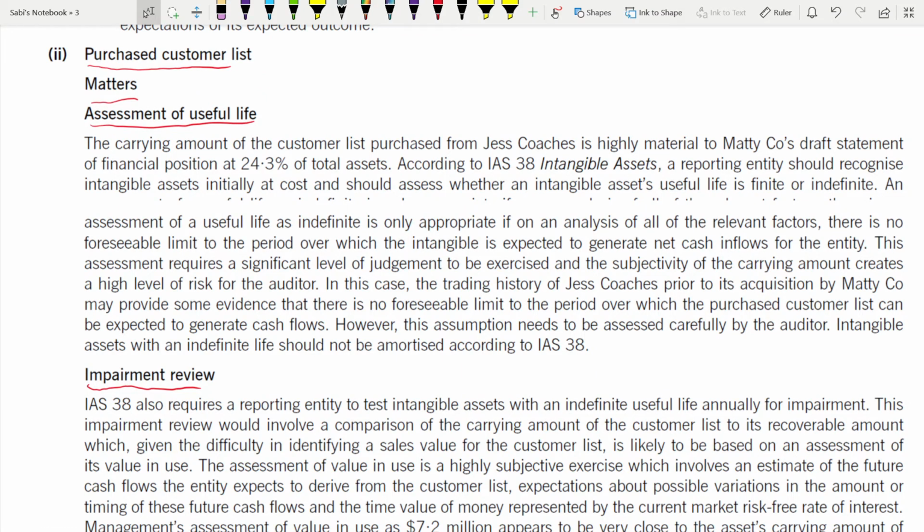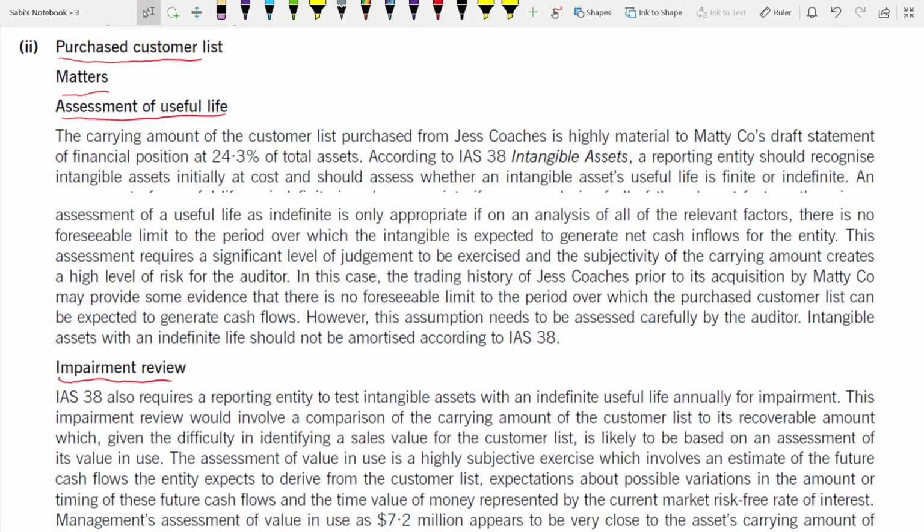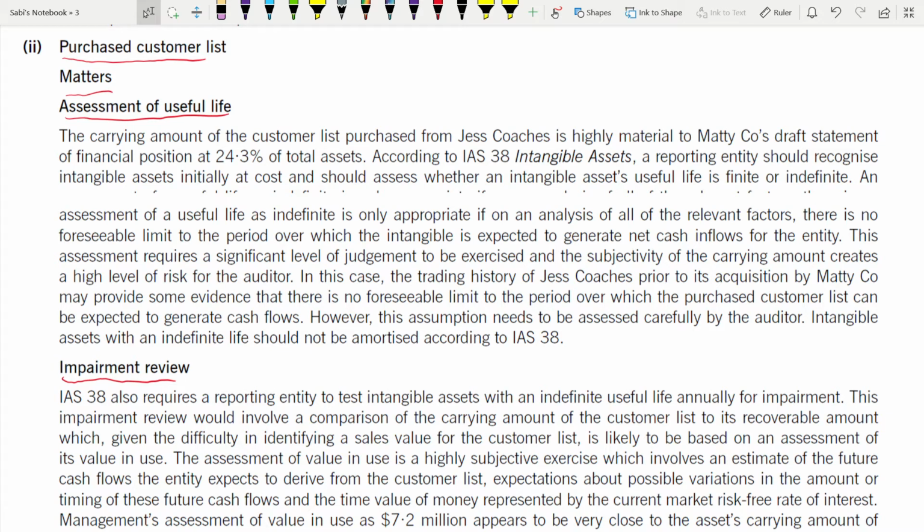Very important. Why are these two matters important? Because useful life has been taken as indefinite useful life. This is a very significant matter relating to intangible assets. You should know it. If it was finite, then it's okay. Why is it significant? Because if it is taken as an indefinite useful life, according to IAS 38, we don't amortize it. If we don't amortize it, we are not recording an expense. That means our profit will be overstated. So you need to be very critical when an entity says that it has an indefinite useful life.